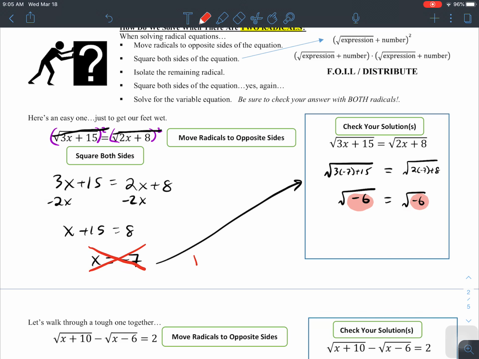But that was our only answer. So since there's no other options, this one is no solution. Again, always check your answer, but this time you better make sure it works for both.